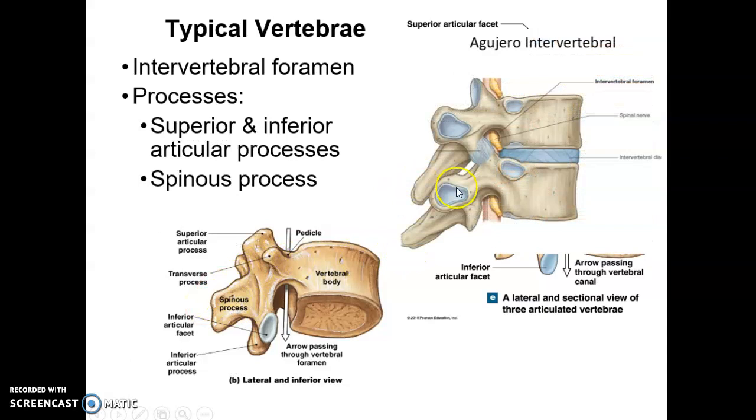Okay. This is just a view here showing you a couple of vertebrae articulated, and there's a spinal nerve coming out of that opening, intervertebral foramen. So a lateral opening out of the vertebral column to allow the spinal nerves to exit and leave the spinal cord.